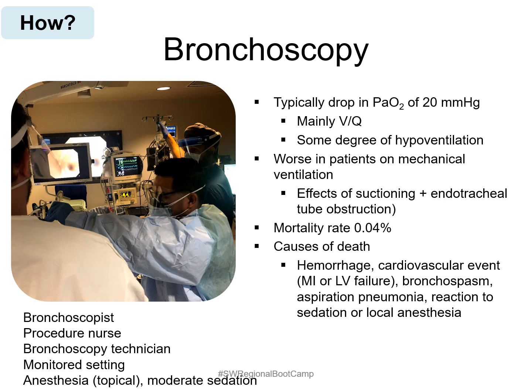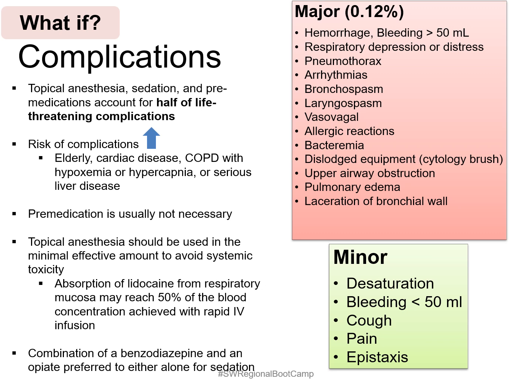Overall, the mortality rate associated with bronchoscopy is very low at 0.04%. Causes of death include hemorrhage, cardiovascular events, bronchospasm, aspiration pneumonia, and reactions to medications, including sedation and local anesthesia. You can see a list of potential complications on the right side of the screen.